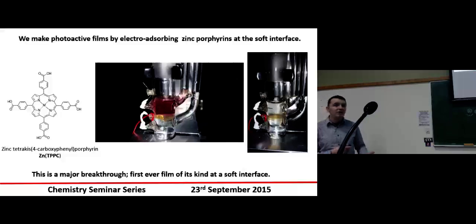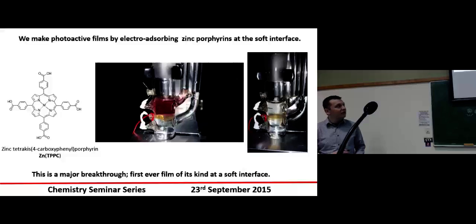So there's a few tricks to this. But the incredible part about this film is that when we take out all of this aqueous phase and replace it with a buffer, the film is there. It is completely stable. It's super robust. It's self-healing. So actually I think this is a major breakthrough. And it's the first ever film of this kind I've ever seen at a liquid-liquid interface.